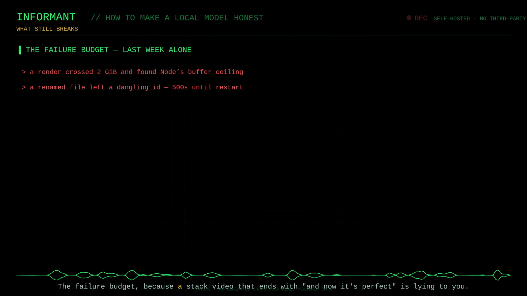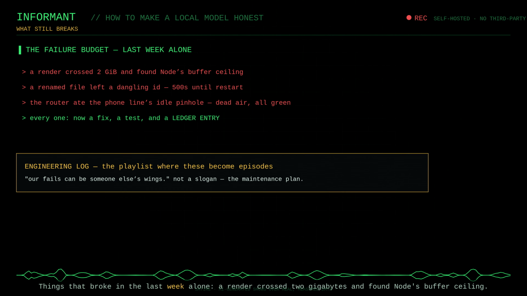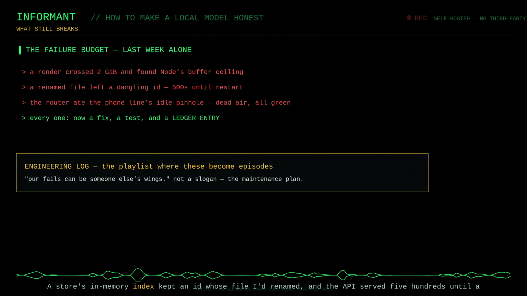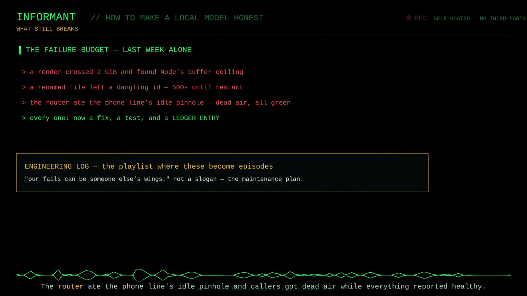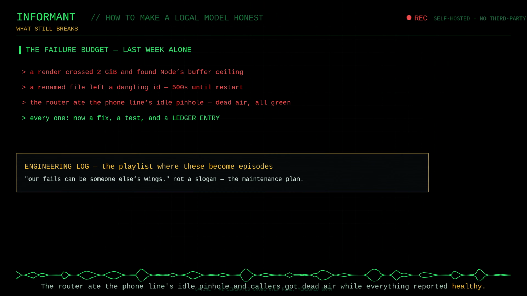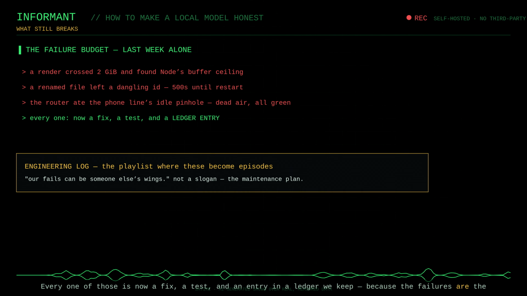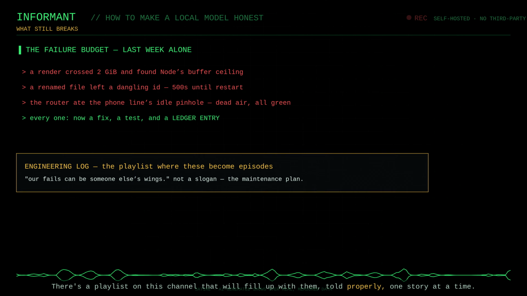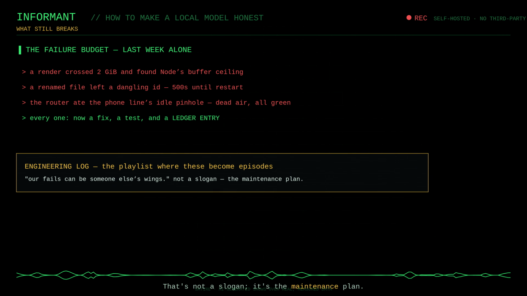The failure budget, because a stack video that ends with "and now it's perfect" is lying to you. Things that broke in the last week alone. A render crossed 2 gigabytes and found Node's buffer ceiling. A store's in-memory index kept an ID whose file I'd renamed, and the API served 500s until a restart. The router ate the phone line's idle pinhole, and callers got dead air while everything reported healthy. Every one of those is now a fix, a test, and an entry in a ledger we keep because the failures are the curriculum. There's a playlist on this channel that will fill up with them, told properly, one story at a time. Our fails can be someone else's wings. That's not a slogan, it's the maintenance plan.